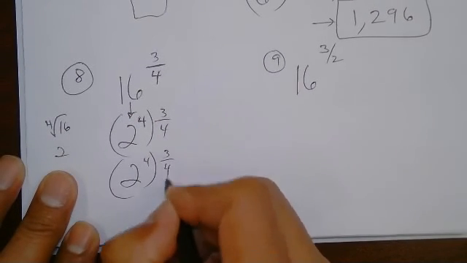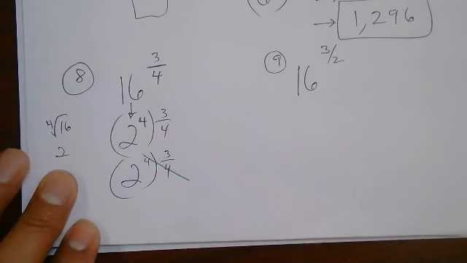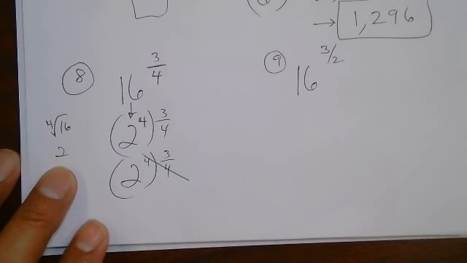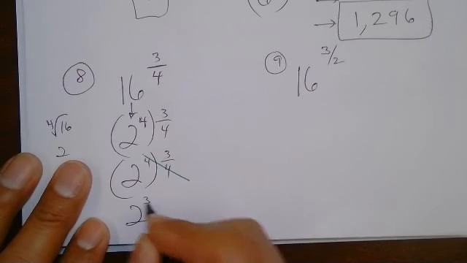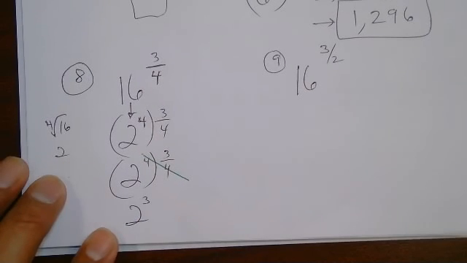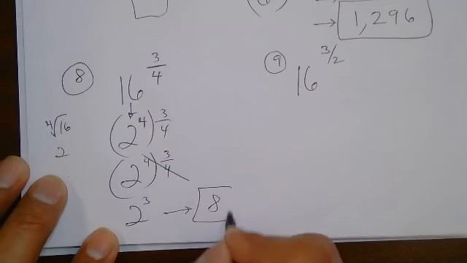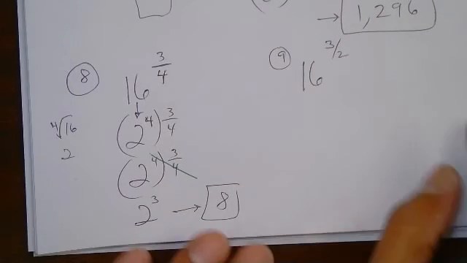That is 16 raised to the 3/4. What's going to happen right there? We know what's going to happen. The 4s are going to cancel, huh? You're left with 2 to the power of 3. 2 to the power of 3 is?